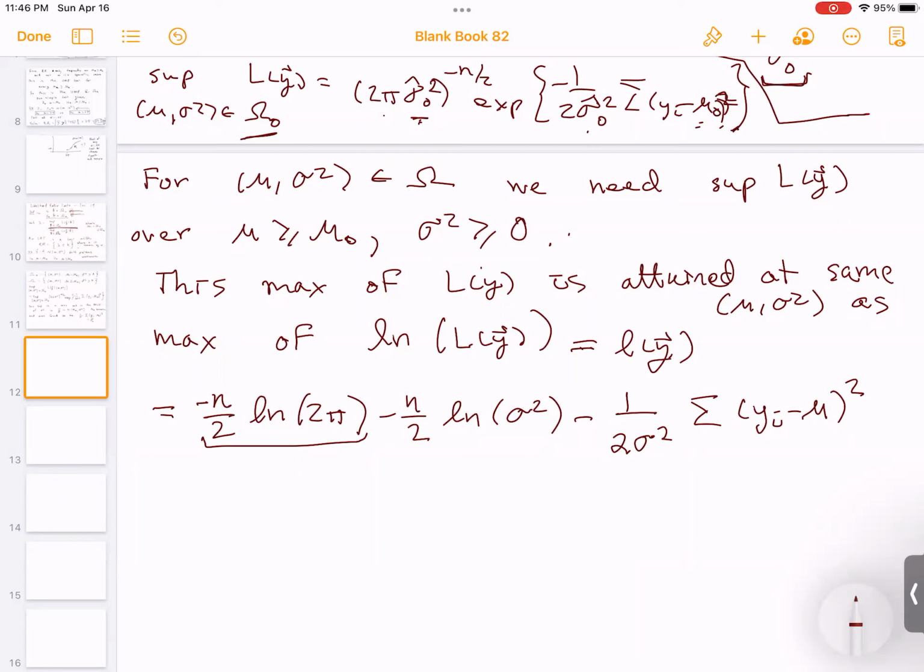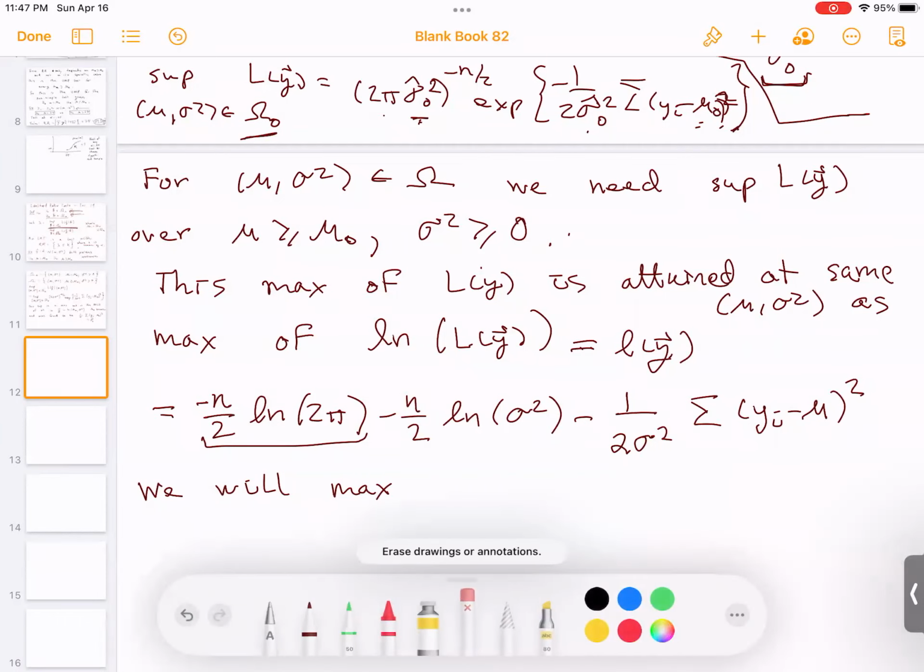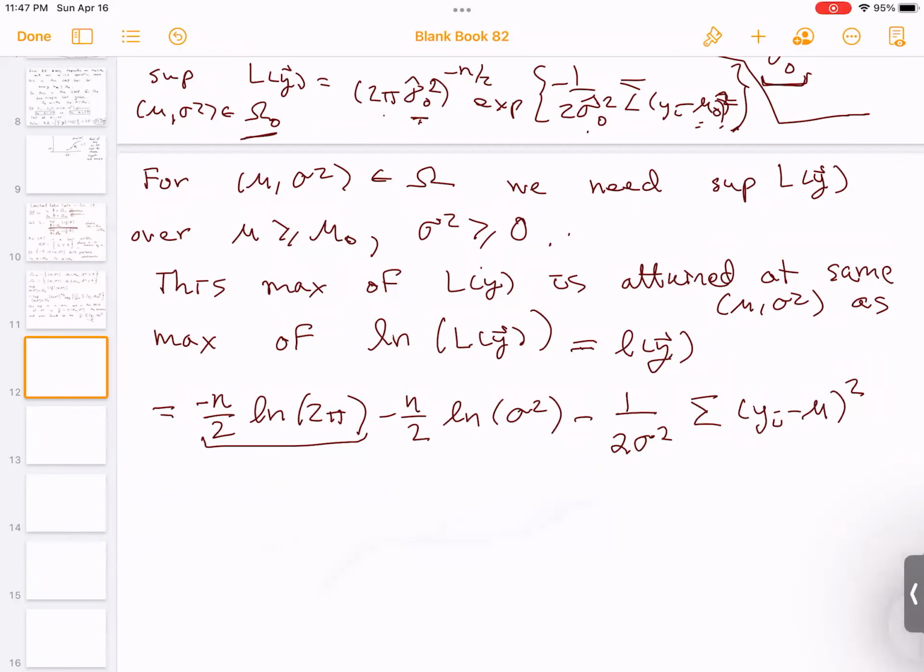Let's just say we will maximize this, and take that out, I don't like it there. It goes away when we take the derivatives anyway, so let's not just keep writing things.